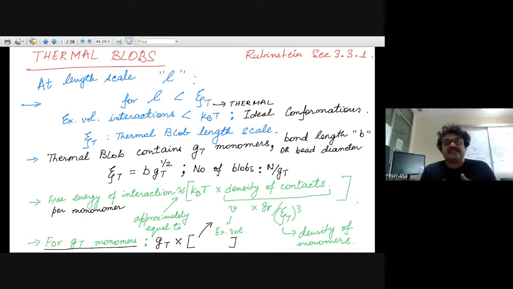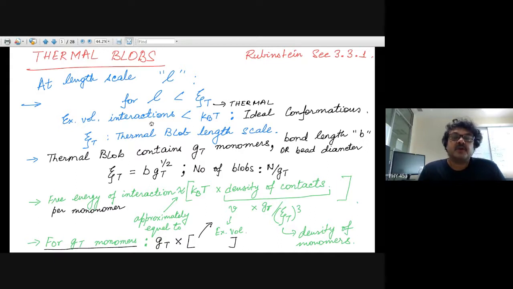But now we shall discuss the particular case of thermal blobs. And this is from this section of Rubinstein, which you can refer to, of course. So what is the idea? It's at a length scale L. With the length scale L, if it is smaller than zeta T, the T stands for thermal blob. To remind you that zeta T is for the thermal blob.